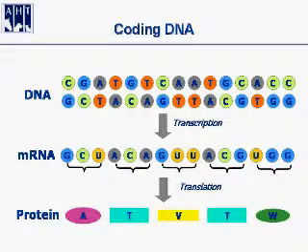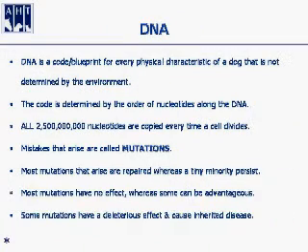But the take-home message, again on this slide, is that it's the sequence of nucleotides along the DNA that is crucially important, and that you can really think of DNA as a code or a blueprint for every physical characteristic of your dog that's not determined by the environment, as I said before.